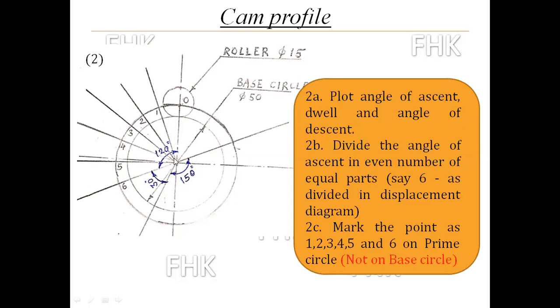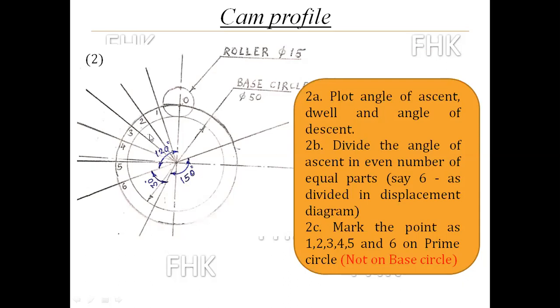Through all those points, I will draw a straight line from the center of cam rotation. Where each division line intersects the prime circle, not the base circle, on that circle I will give the numbers 1, 2, 3, 4, 5, 6.